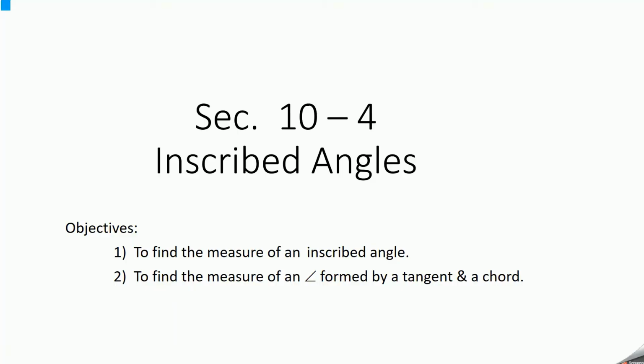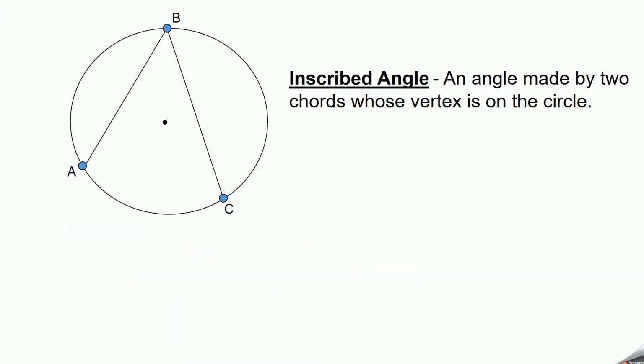Hey, what's up everybody? Today we're going to be talking about section 10.4, Inscribed Angles. If you have a circle and you draw two chords so that they meet at a common point, that's your vertex. The angle created is an inscribed angle. An inscribed angle is an angle made by two chords whose vertex is on the angle. In the picture to the left, angle ABC is an example of an inscribed angle.